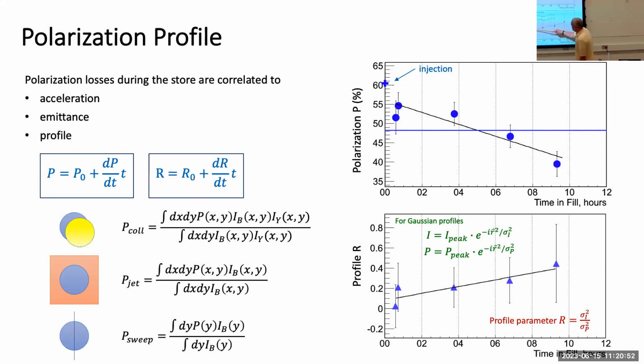And then what we do is we need to determine this profile parameter R, which really is just a comparison of the intensity, the width of the intensity distribution, which is sigma I. So that's a Gaussian distribution. And then we assume that this polarization profile is also Gaussian, so that's sigma P. If there's no polarization profile, sigma P will be infinite, right? So the profile parameter would be 0.